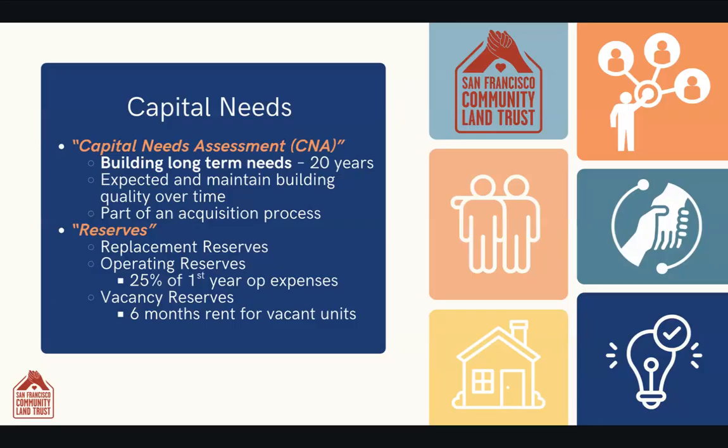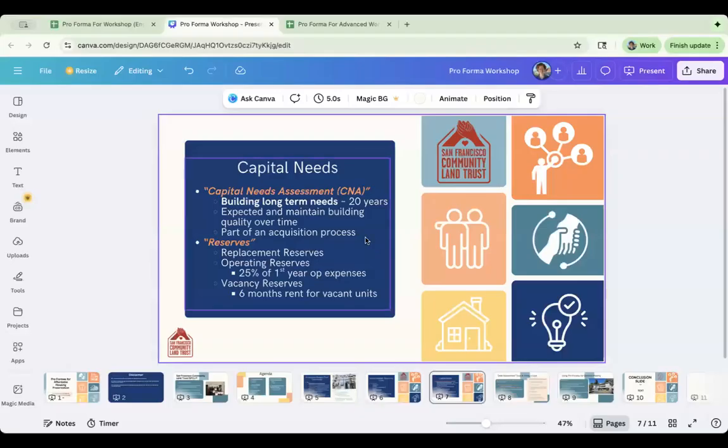Let me just touch on operating reserves and vacancy reserves. I actually kind of touched on both of them, but I'll just say operating reserves, that is calculated using 15% of the total first year operating expenses. That's how we fund the initial operating reserve. And then we pull out of that when we have unexpected expenses. And then the vacancy reserve, as I said, it's 6 months rent for the vacant units. Okay, cool. So let's look at a CNA.